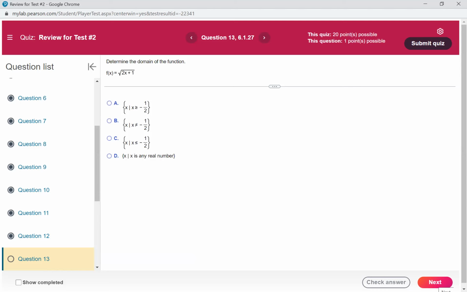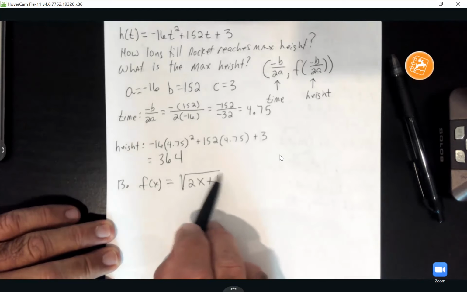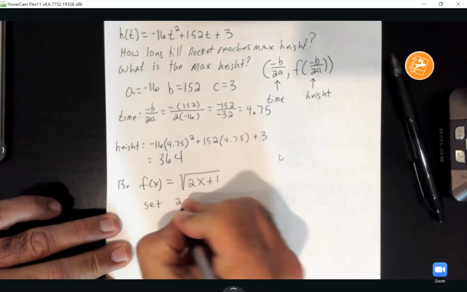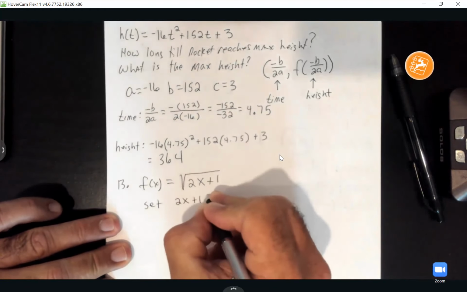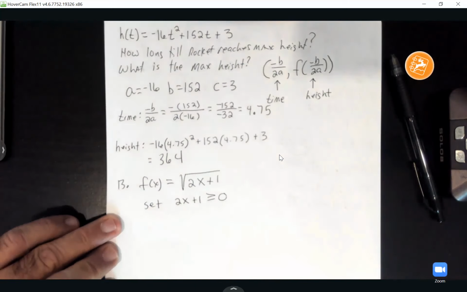Now you also let me write this one down, number 13 here. I got f of x equals a square root 2x plus 1. So remember, on the radicals for the domain, we take the part inside the radical, the 2x plus 1. So you're going to set 2x plus 1 has to be greater than or equal to 0.